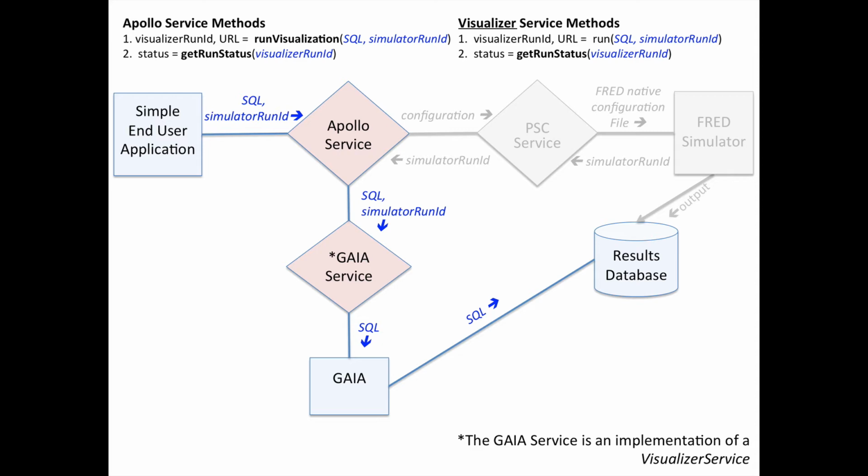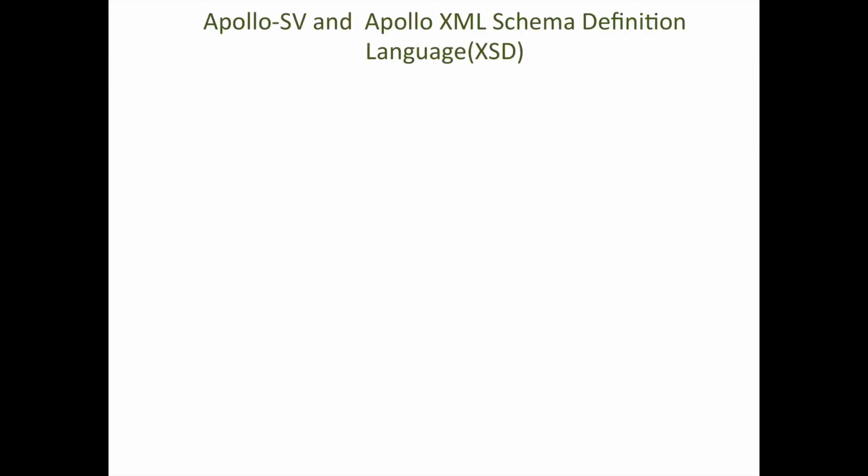The visualizer service, the Gaia service in this example, generates GIFs and MPEGs from the results specified by the SQL query. The second half of this talk overviews the Apollo SV ontology and Apollo XML schema definition language, abbreviated XSD, which together define the message syntax of the Apollo Web Services. We are developing the message syntax to meet 2 requirements.